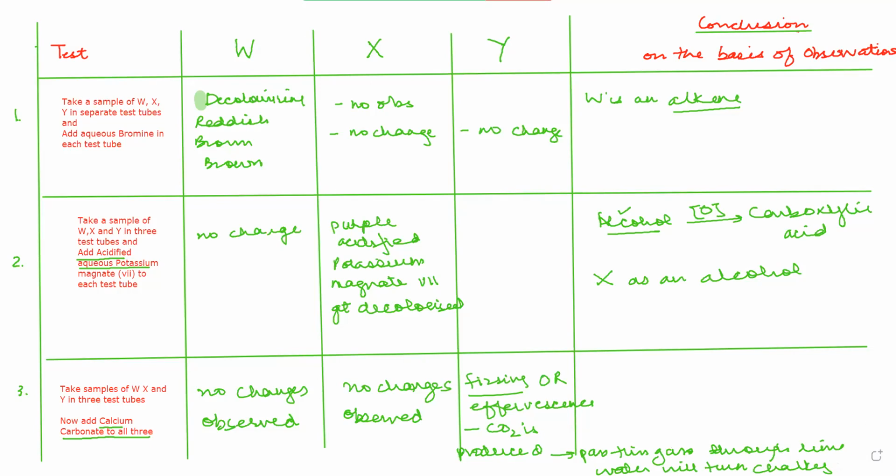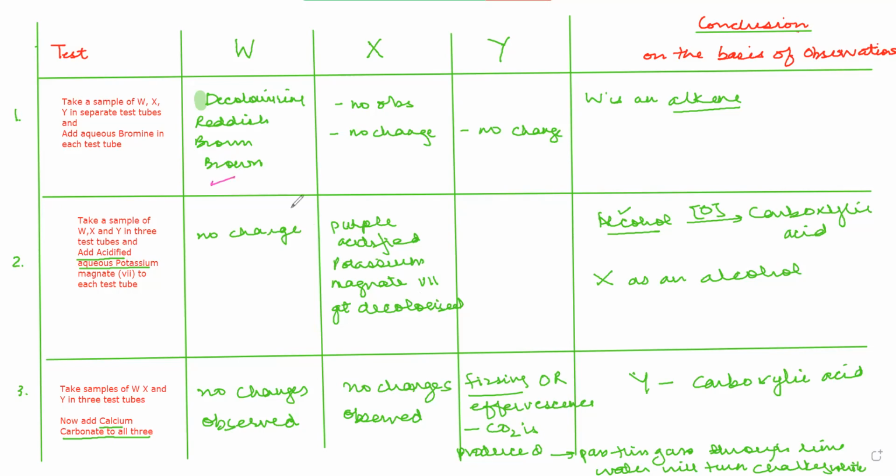Because acids, when they react with the metal carbonates, give you carbon dioxide gas. So from the observation, what we conclude is that our Y is a carboxylic acid. So these are the positive tests on the basis of these observations.